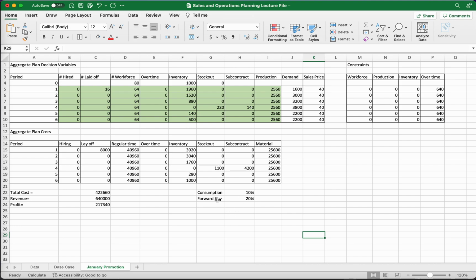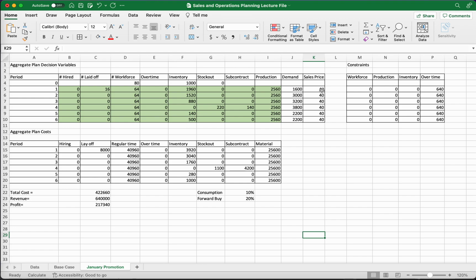That's one thing. And then forward buy. So we saw what forward buy was. What you're saying here with forward buy is that whenever we offer a promotion in any month, it could be January or April, then 20% of demand from the next 2 months gets transferred to the current month. So if I offer a promotion in January, then 20% of demand from February is instead realized in January, and 20% of demand from March is also realized in January, right? So demand sort of shifts over.